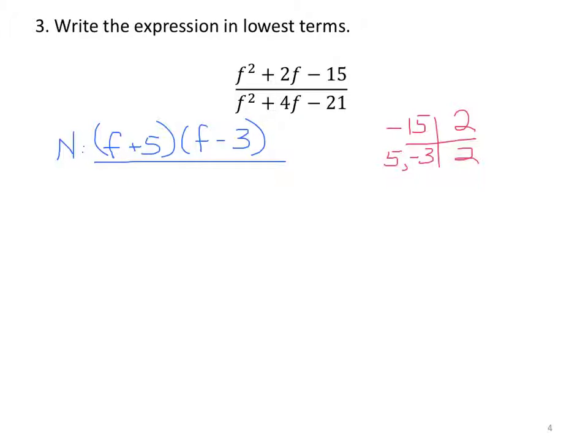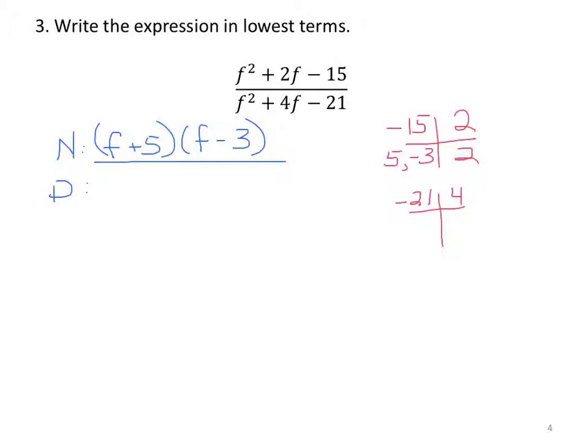Okay, now let's do our denominator. We come over, same thing, it checks out all the way. We don't have a greatest common factor, we don't have a special case, we don't have a coefficient in front of the lead term f squared that is different from 1, so we can use reverse FOIL, and that means we need two numbers that multiply to give us negative 21 and add to give us 4.